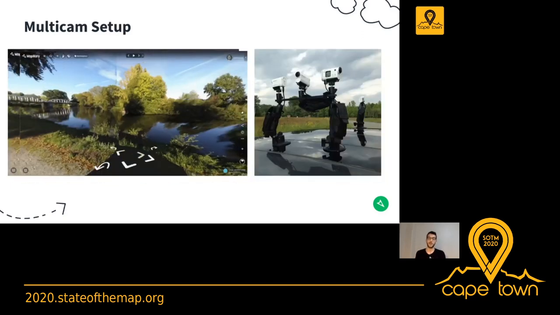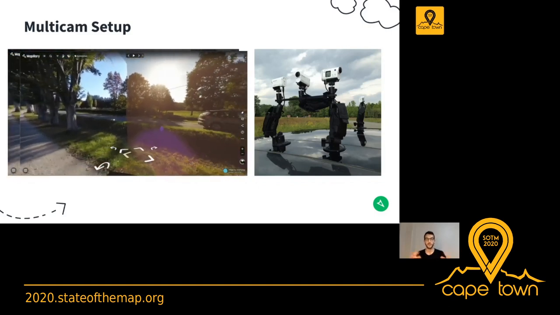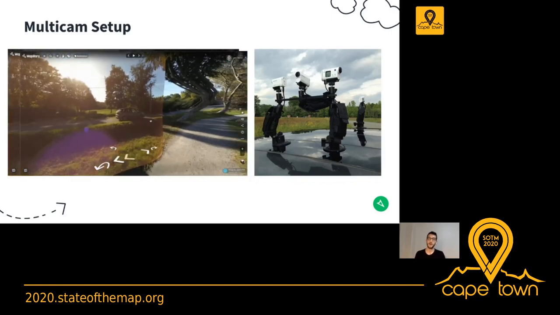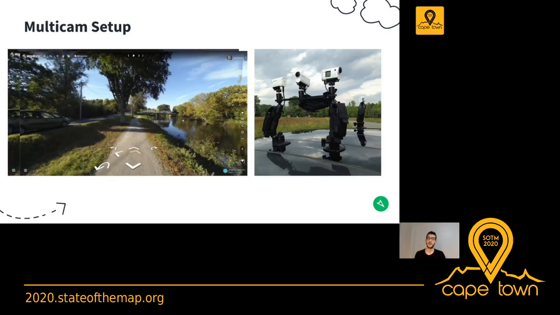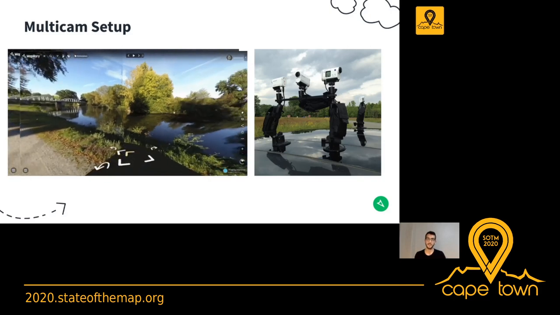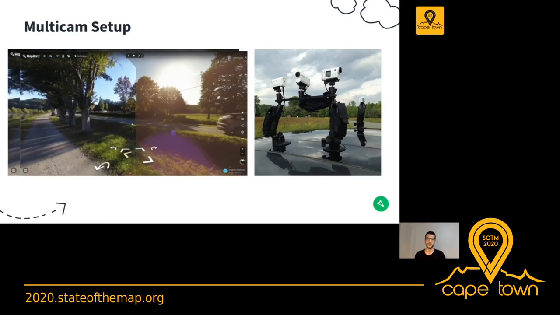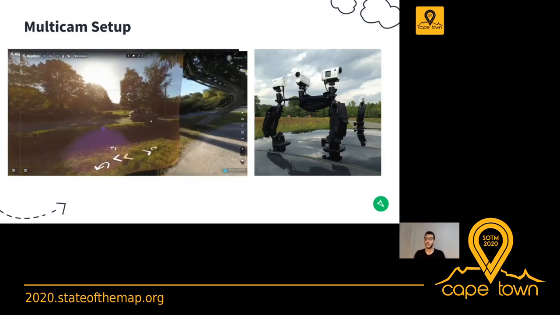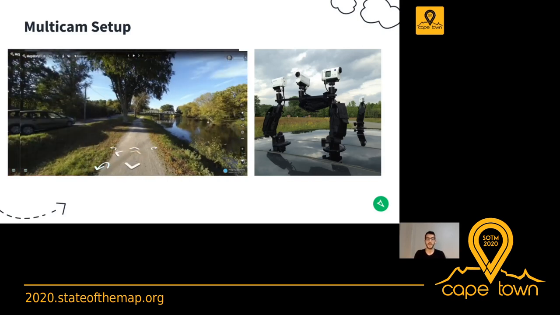There are also some great multicam setups on Mapillary, with regular cameras set in four different directions. And the Mapillary web app gives you a smooth transition when you are panning to another direction. As you can see in the left GIF, you can pan in different directions and it gives you a very smooth transition. In this setup, four Sony HDR action cameras are used, but this can be replicated with any other action camera.